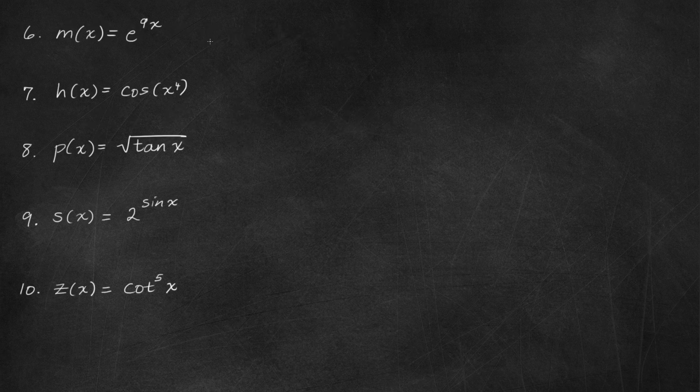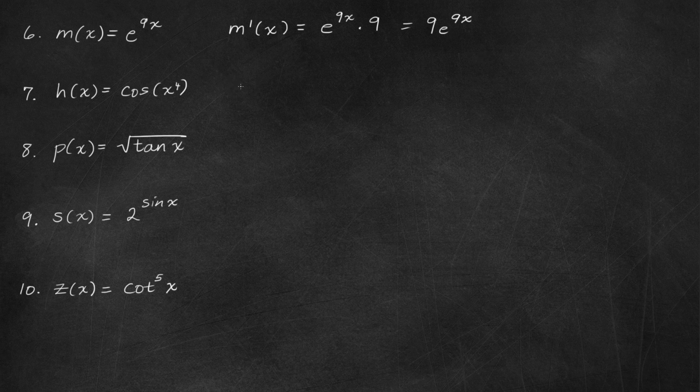Number 6, m of x equals e to the power 9x. So now we have functions that aren't defined in terms of x and y. We're calling them by other variable names. So let's practice our notation. I could call this dm/dx, or I'm just going to go with this other notation, m prime of x, for my derivatives. So the derivative of m with respect to x equals, now this is e to the stuff, so it does require the chain rule. The derivative of e to the stuff is e to the stuff times the derivative of the stuff. So 9 e to the 9x.